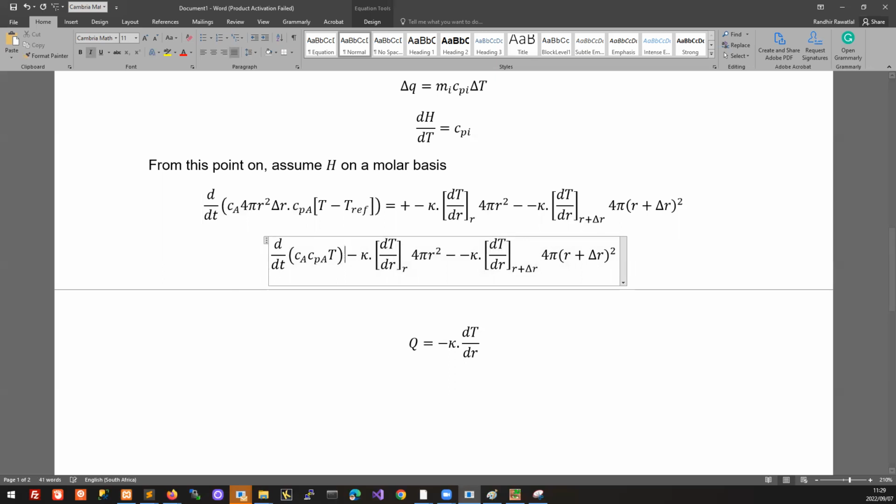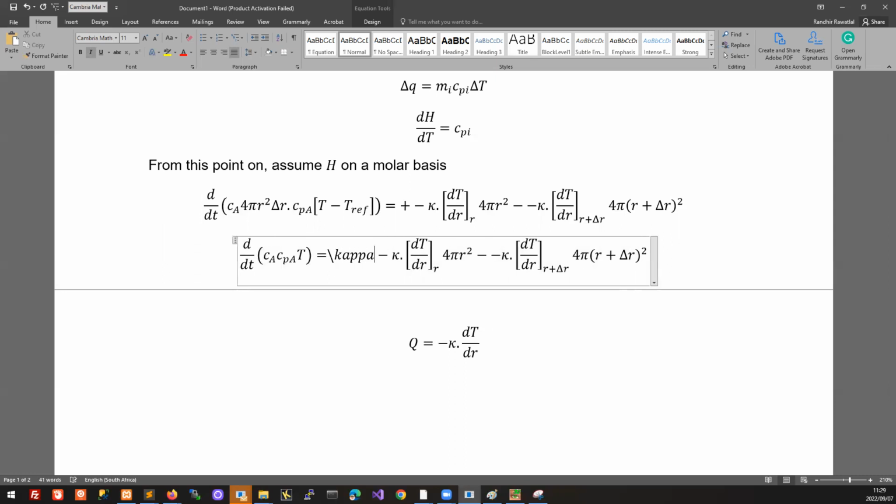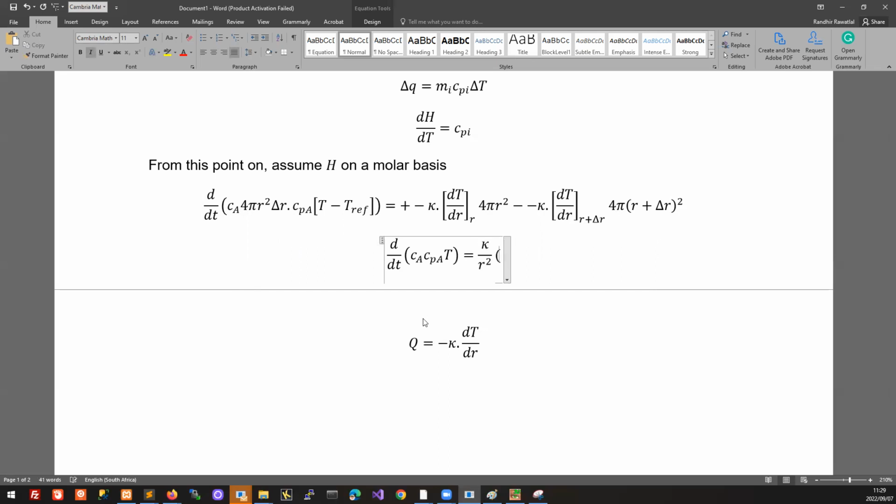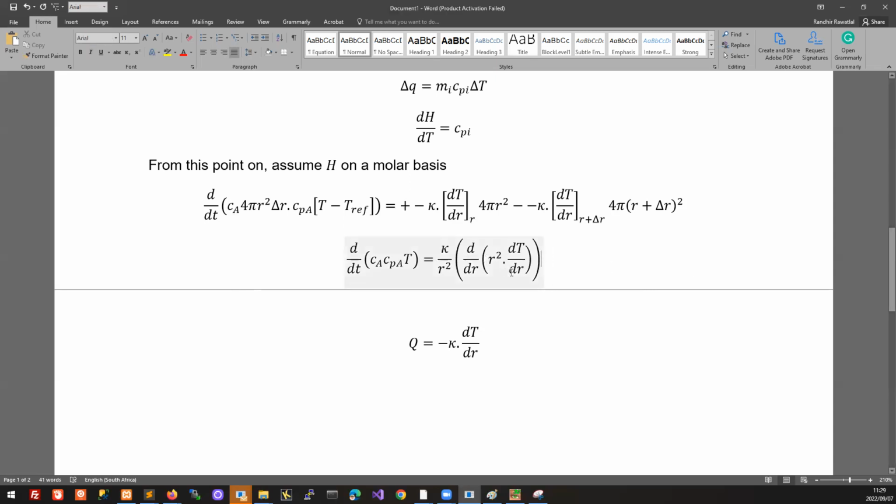So all this equals, if you follow the usual approach, it's going to be kappa over R squared, and in here is going to be d/dr of R squared dT/dr. Okay, so that's our energy balance. So if we solve this balance, then that's going to give us the gradient in temperature.